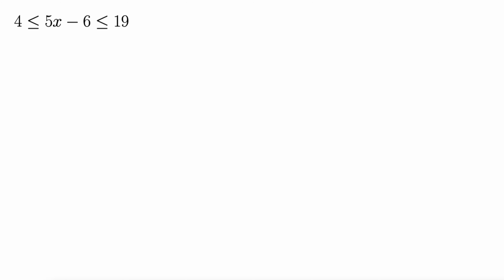For this example, we have 4 less than or equal to 5x minus 6 less than or equal to 19. And we call this situation a nested inequality.